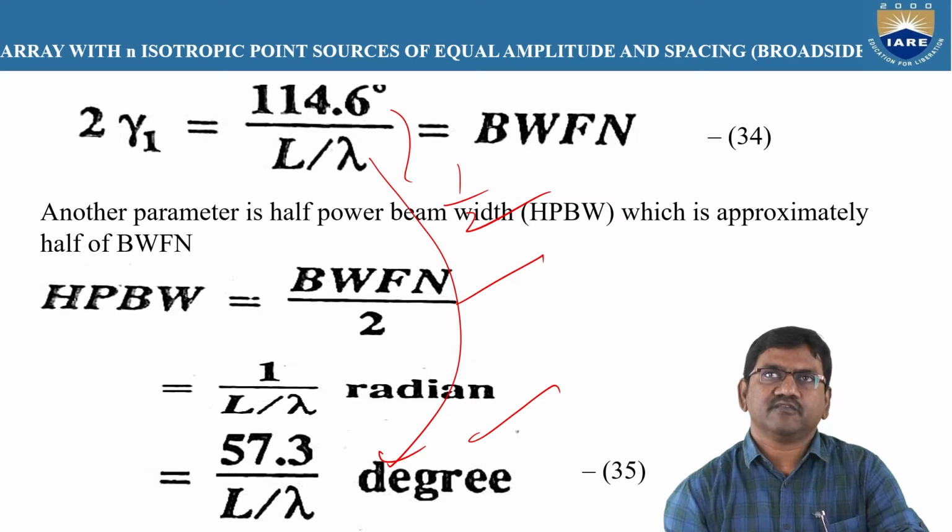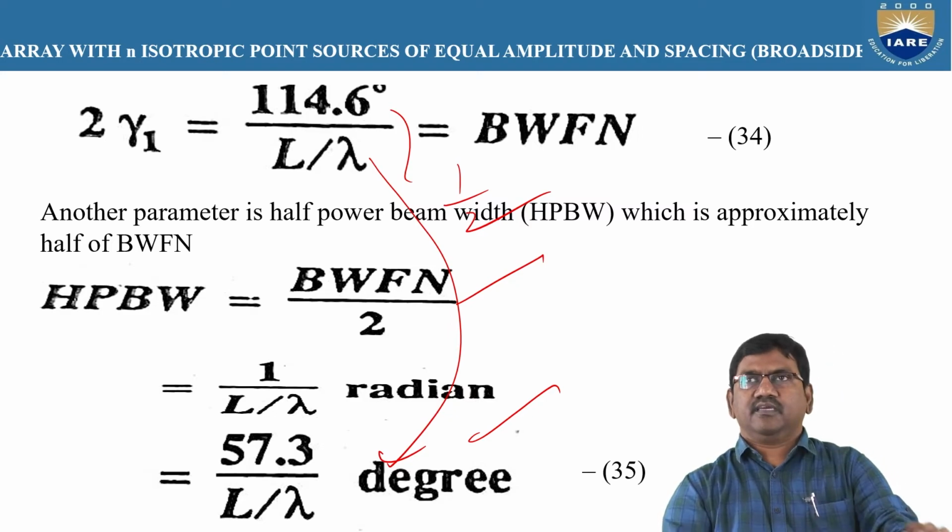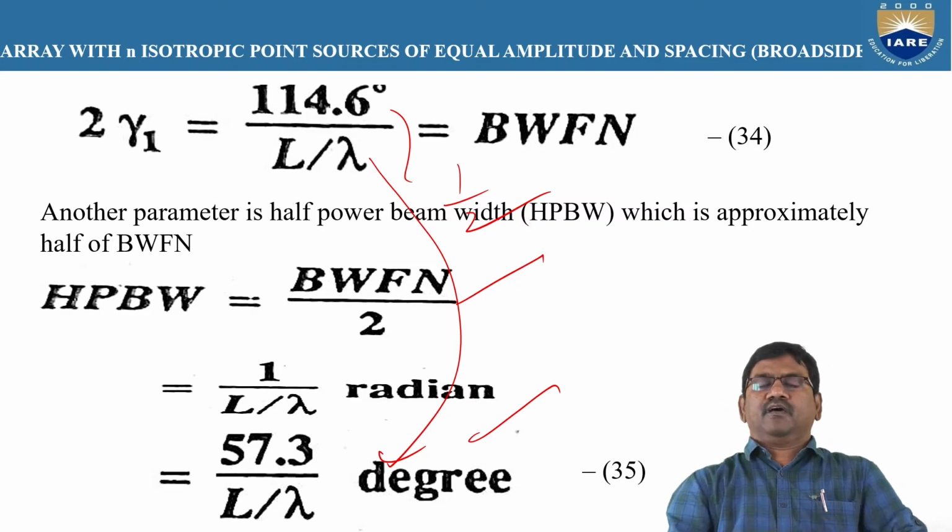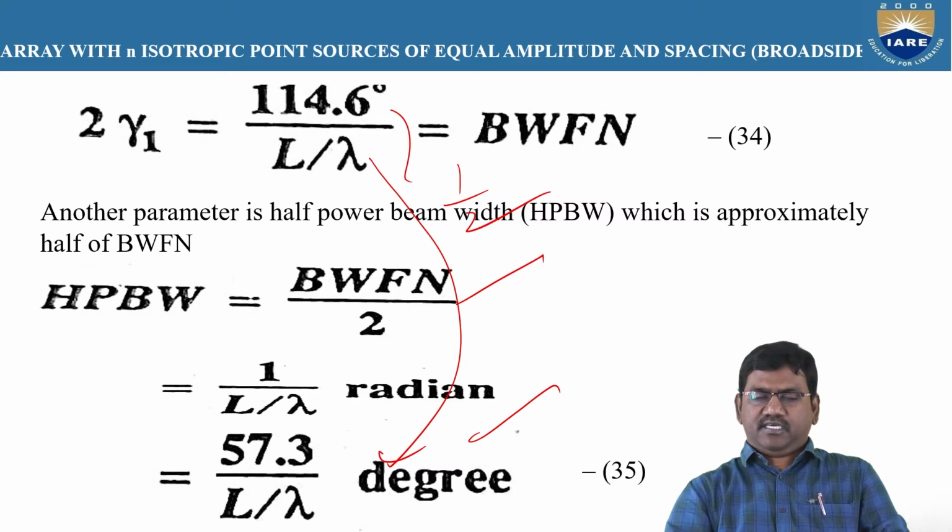So these are the things we need to find out for any case, for a linear array or broadside array or the end-fire array. The direction of pattern maxima is 90 and 270, the direction of pattern minima we have identified as 0 degrees, 180 degrees, and plus or minus 60 degrees and 120 degrees. The beam width value we have identified as 114.6 degrees by L by lambda, and the half power beam width value is identified as 57.3 by L by lambda. So these are the things necessary for us to draw the radiation pattern of the broadside array.